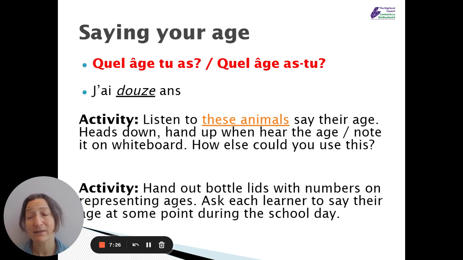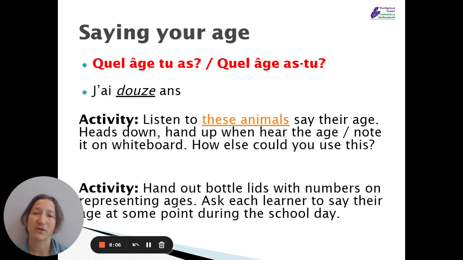Quel âge tu as? Quel âge as-tu? Same question, 2 different ways of saying it. Both are absolutely fine. Quel âge as-tu? It's probably more traditional. It's probably what you were taught. Quel âge tu as? Perhaps a little less formal, more what people would say. The answer, j'ai, I have, j'ai 12 ans. So ans being years. So I have however many number of years. So j'ai 12 ans, j'ai 3 ans, j'ai 5 ans.